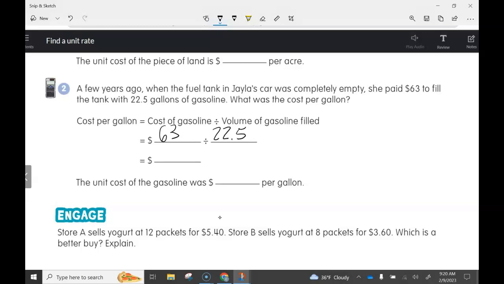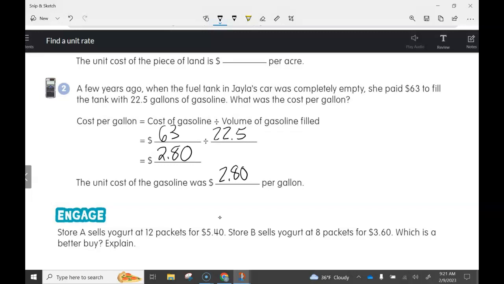Okay, so think about, what do you want to get down to 1 unit? We want to get the gallons down to 1 unit. So that means we divide the other quantity by that number that we have. So we're going to take that 63 divided by 22.5, and that gives us $2.80. Okay, so the unit cost of the gasoline was $2.80 per gallon.